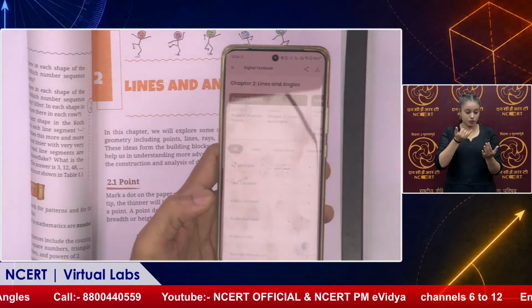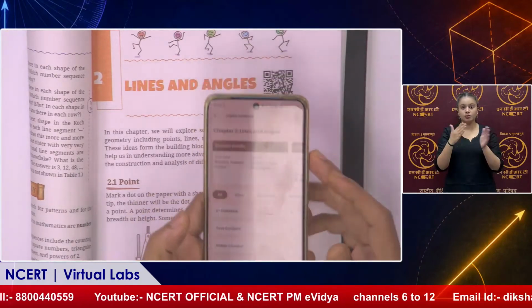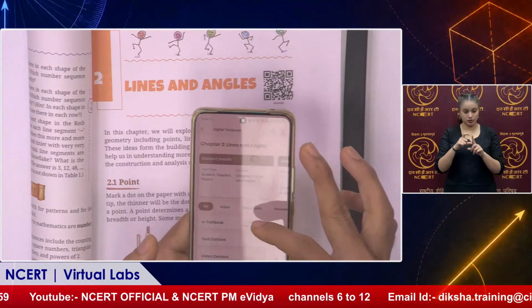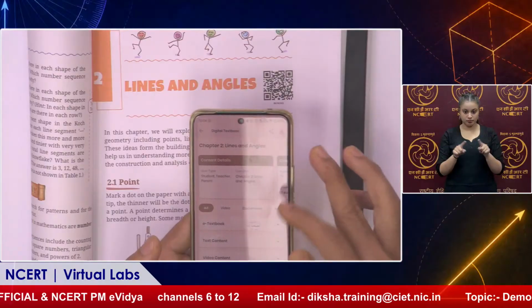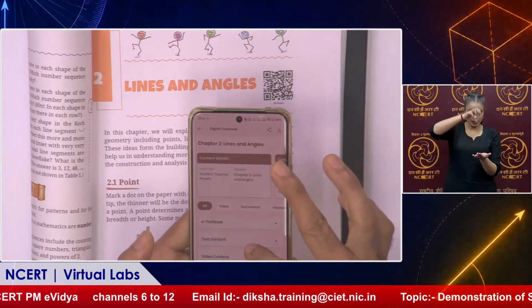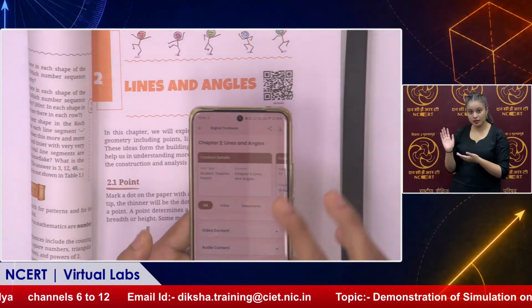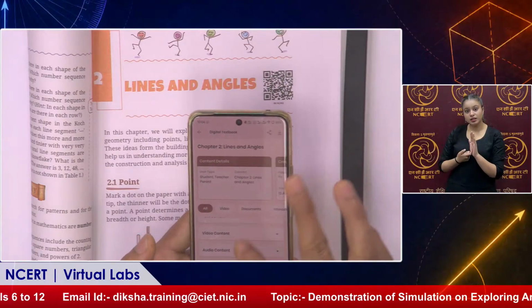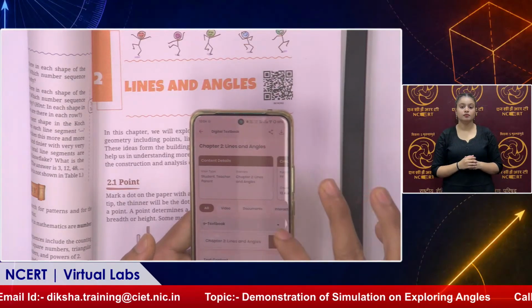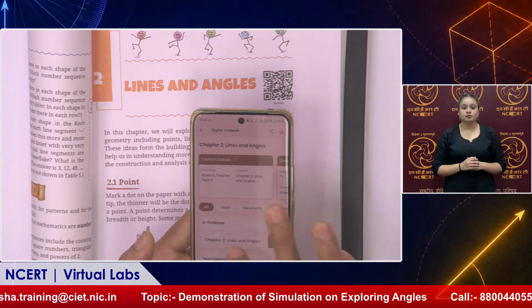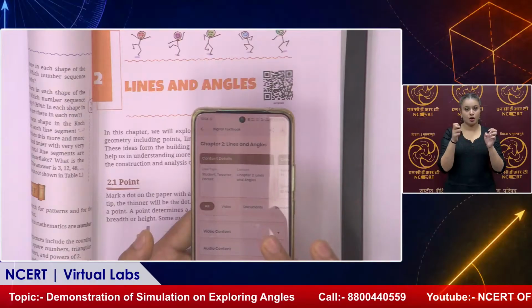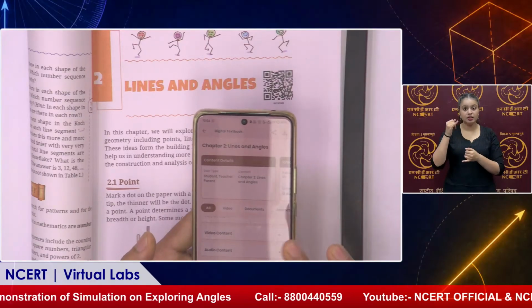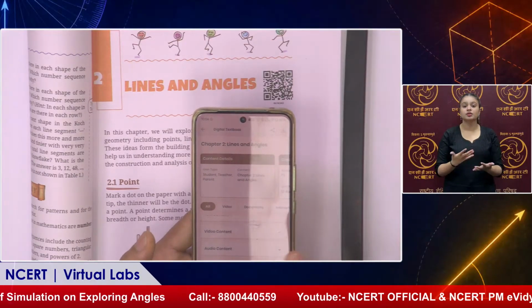particular chapter here. So once we open the Diksha app, with the help of the QR code, I have scanned that QR code. Now we can see different types of filters. Through those filters, I have already mentioned here in the filter chapter 2, Lines and Angles, and under that, as a last resource, virtual labs.